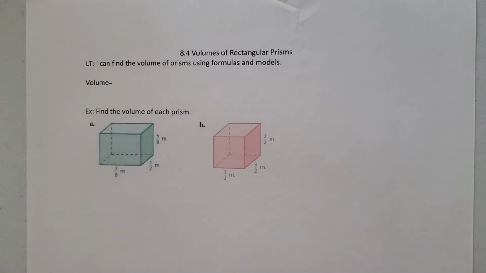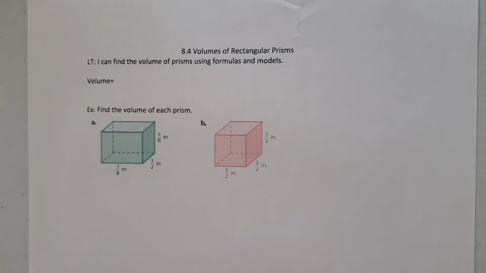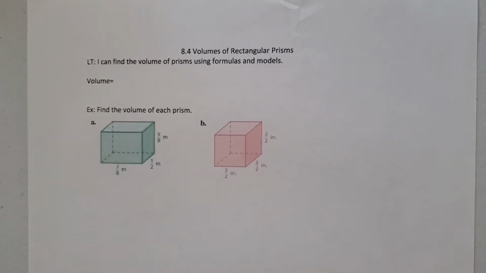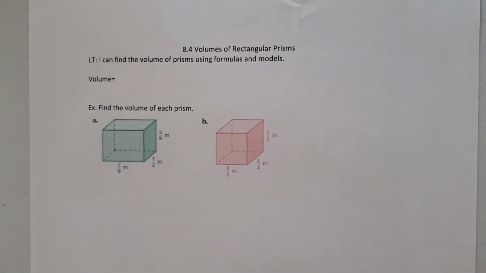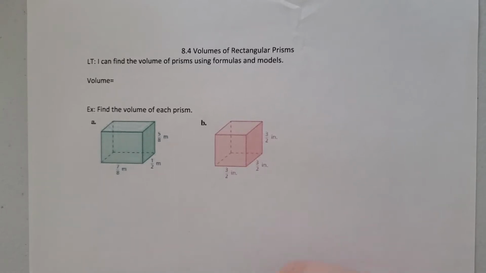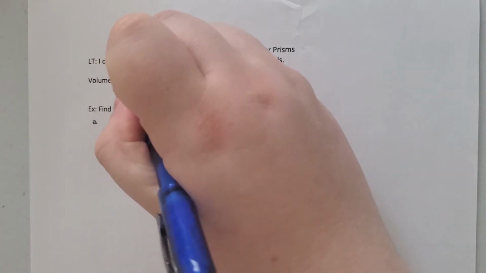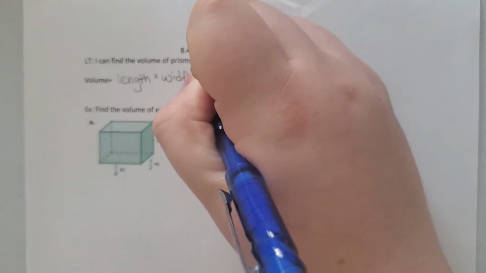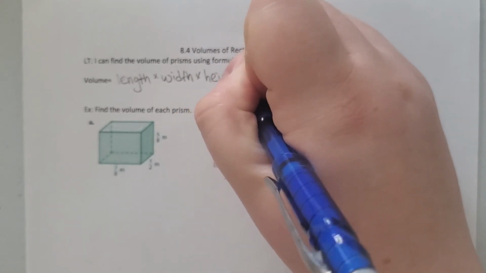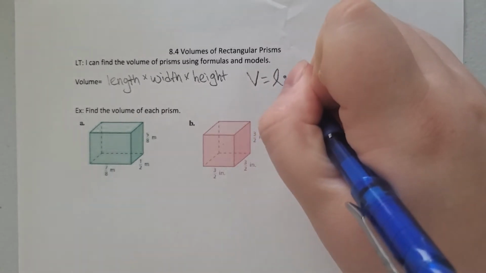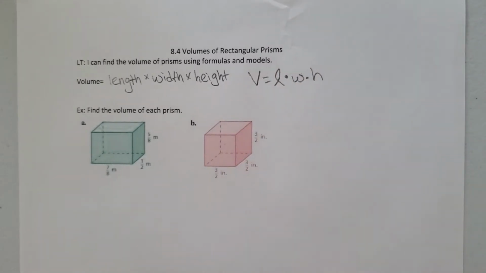So the first thing that we need to do, so our learning target is I can find the volume of prisms using formulas and models. We need to figure out what is the formula to find the volume of a rectangular prism. So area, we just did length times width. Volume is one extra step. It's length times width times height. So length times width times height. Another way to write that is length times width times height.